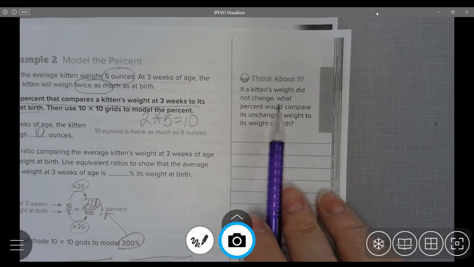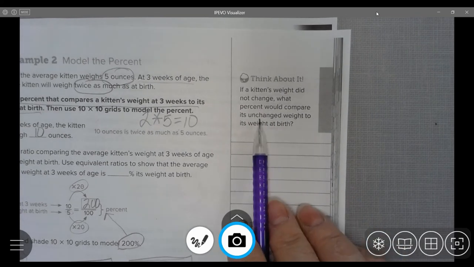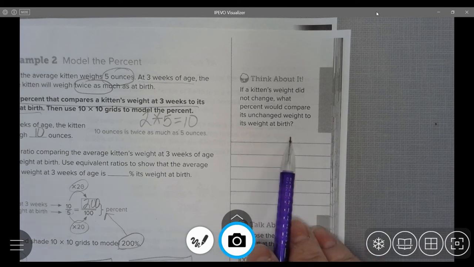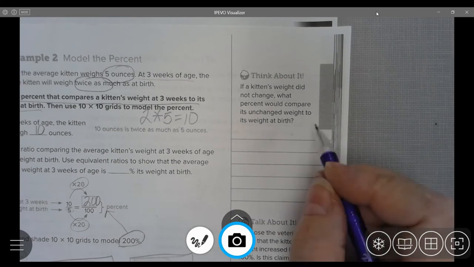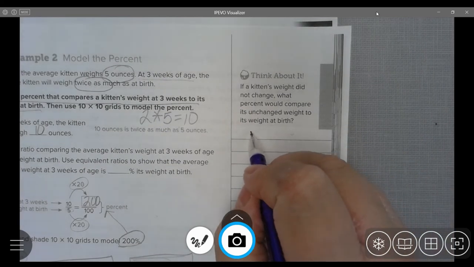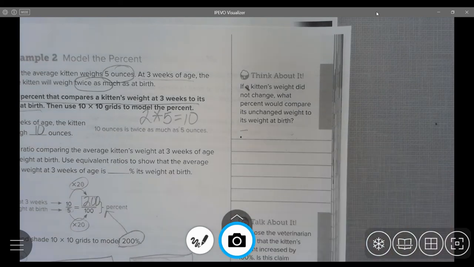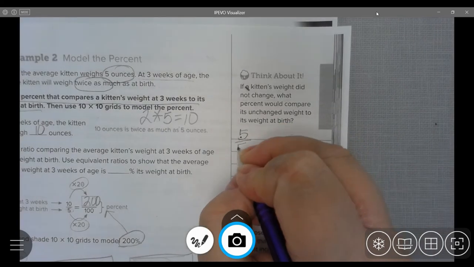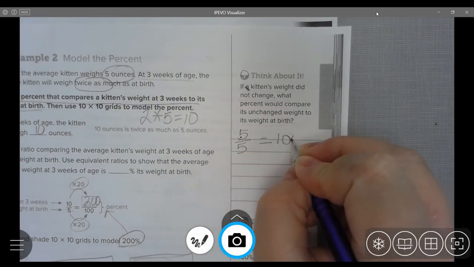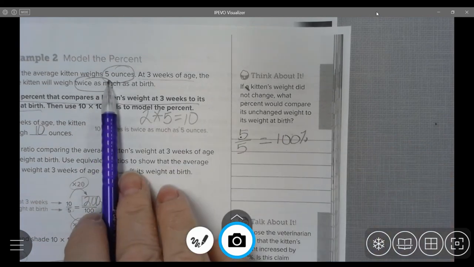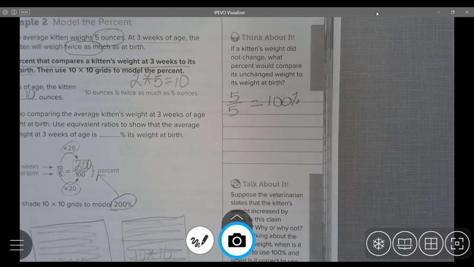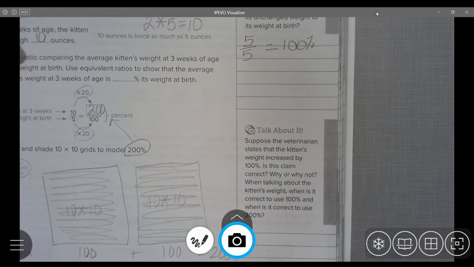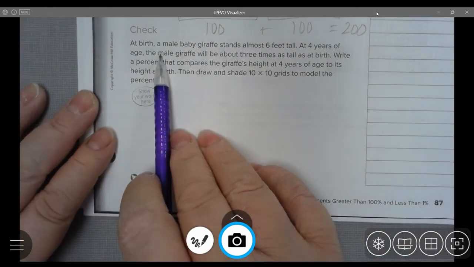Think about it. If the kitten's weight did not change, what percent would compare its unchanged weight to its birth weight? So we need to think about this. If it's unchanged, we would have 5 over 5, because it said it started out at 5 ounces. So 5 out of 5 would be 100%. Check.